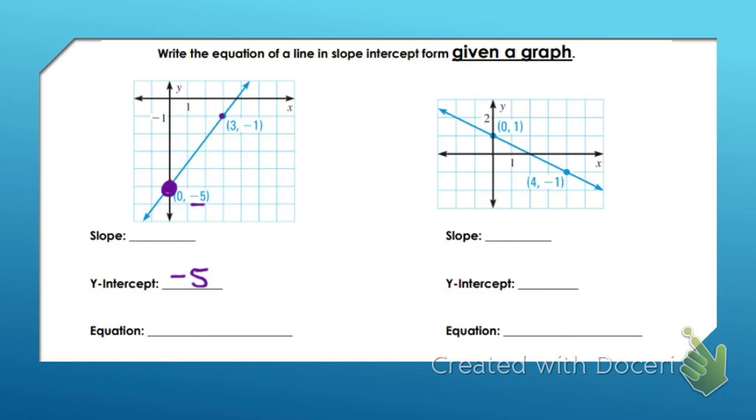Remember, we find our rate of change, or our slope, by rise over run. So we're going to count how many we rise: 1, 2, 3, 4. And then we run 1, 2, 3. So our rate of change, or our slope, is 4 over 3. I can just leave it like that. I don't need to change it to 1 1/3. So my equation was y equals 4/3 x minus 5.